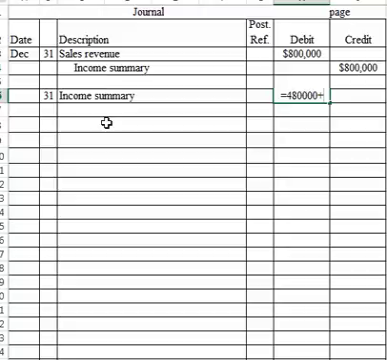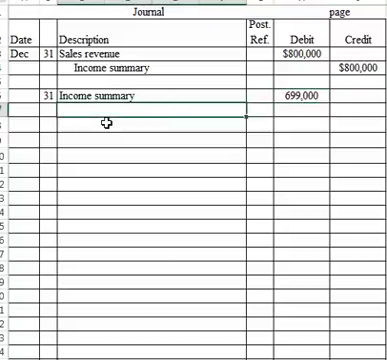plus $120,000 for salaries expense, plus $30,000 for rent expense, plus $60,000 for depreciation expense, plus $4,000 for interest expense, plus $5,000 for advertising expense. I just totaled all of the expense accounts and their balances, you guys.